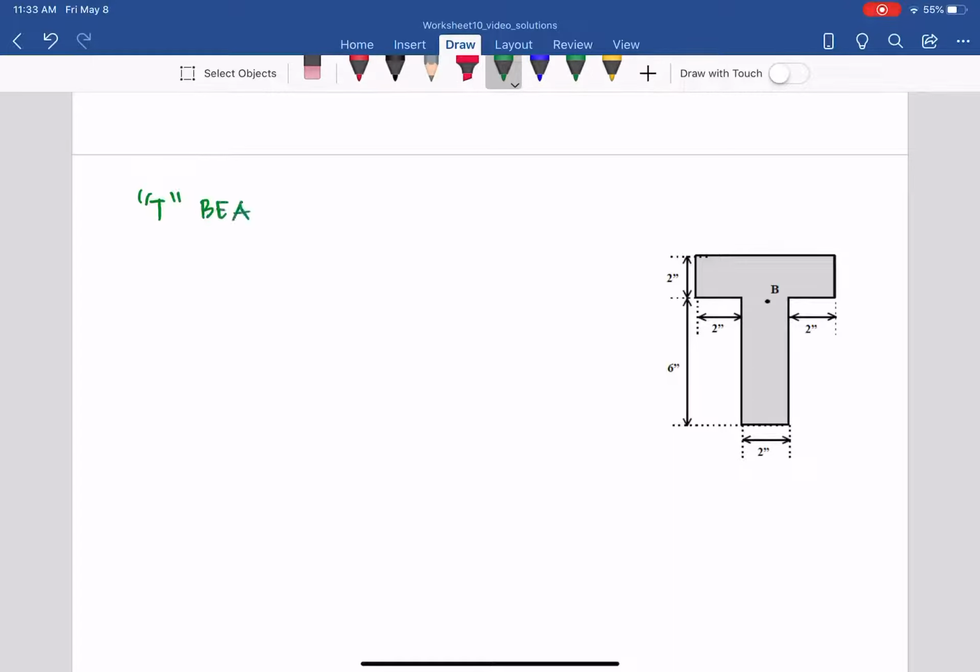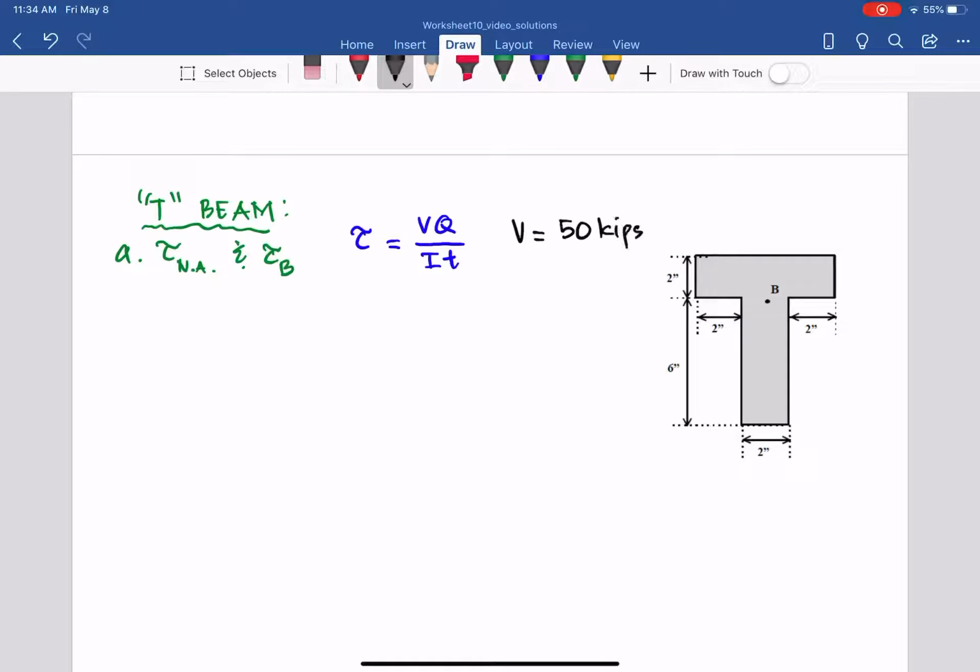T-beam, and for simplicity I copied the T cross section here so that we don't have to go back and forth on the previous page. So again, we want to find out the tau at the neutral axis, and also the tau at point B given there. And again, the equation is the same, tau equals VQ over IT. V is already given, so we need to find Q, I, and T. V is given in this case, just write down 50 kips.